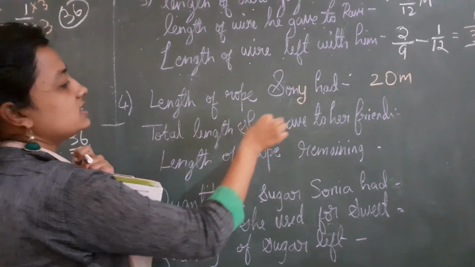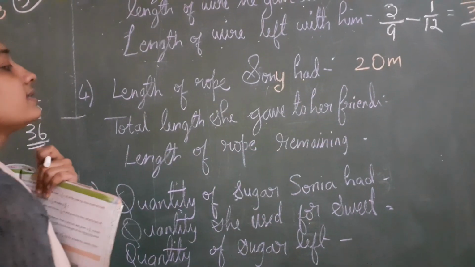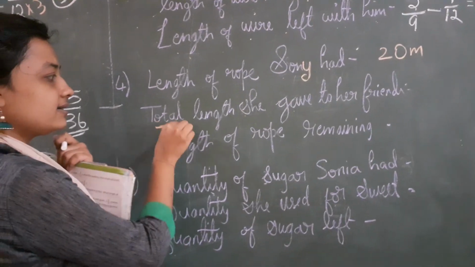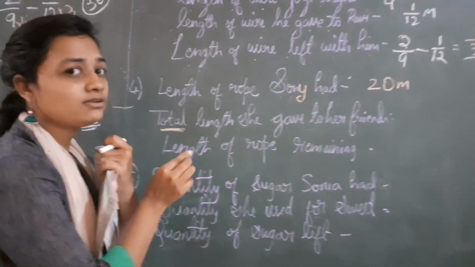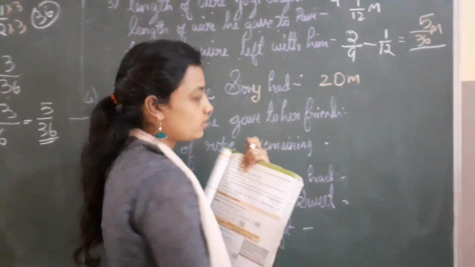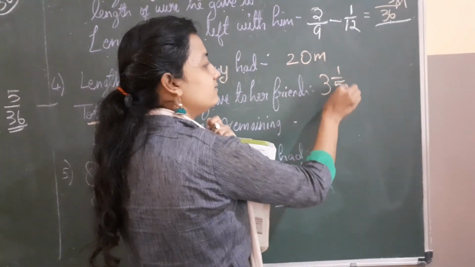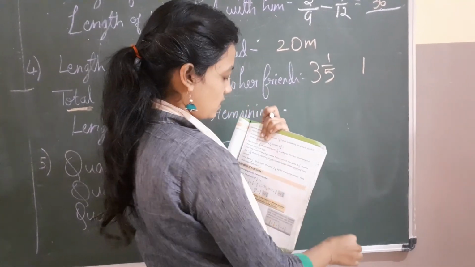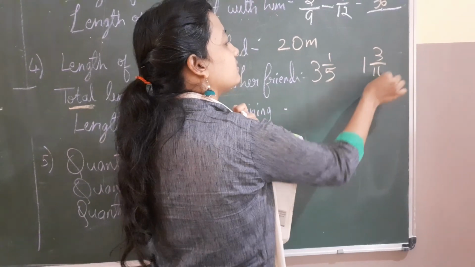Total length she gave to her friends. Why have I written total here? Because she gave 2 pieces, right? One was 3 1/5 and then one was 1 3/10.